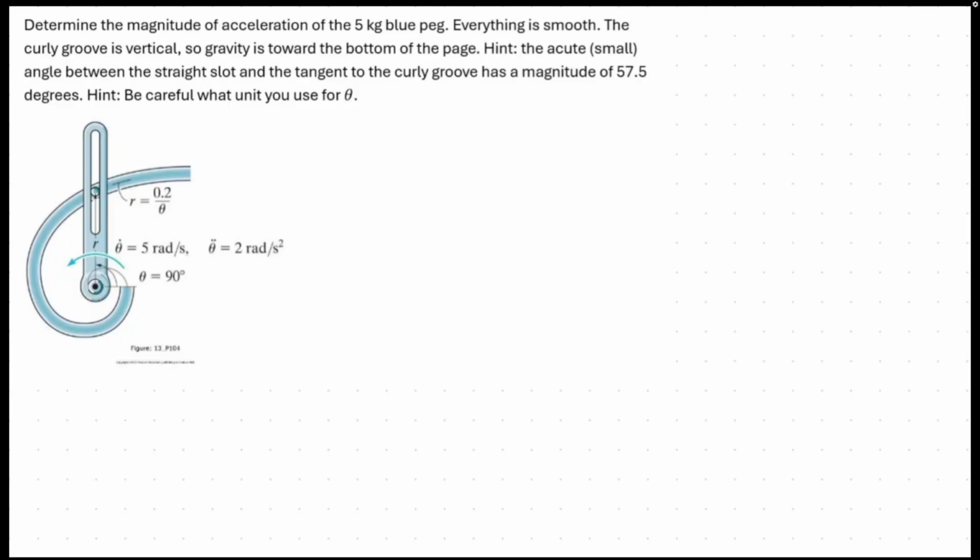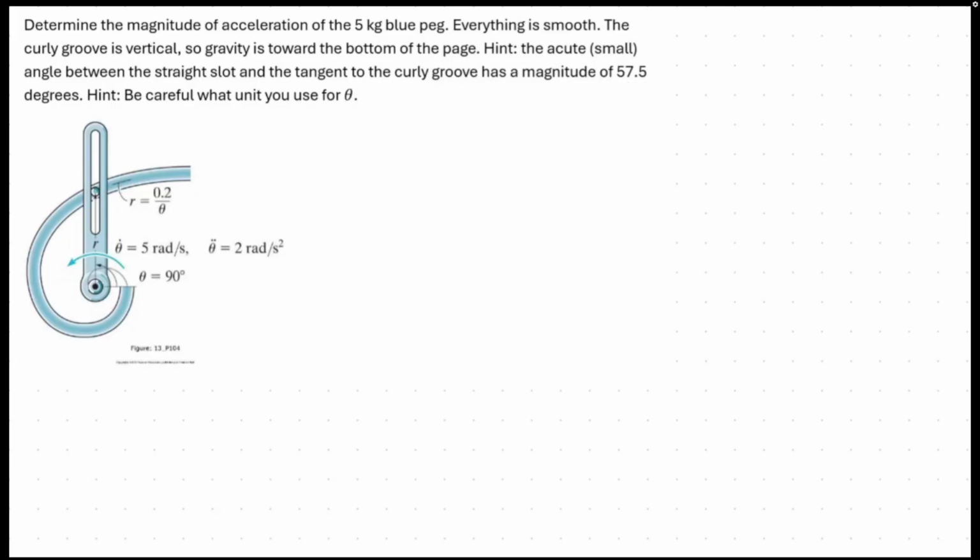I think this was an old exam problem. The question is asking us to determine the magnitude of the acceleration of the 5 kilogram blue peg. Assume everything is smooth. The curved groove is vertical, so gravity is towards the bottom of the page. And we have a hint that the acute, or the small, angle between the straight slot and the tangent to the curvy groove has a magnitude of 57.5 degrees. And then be careful what you use for theta in this case.